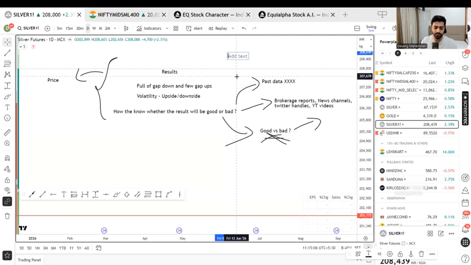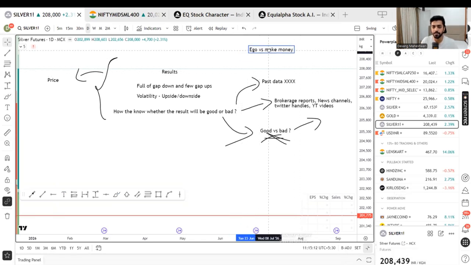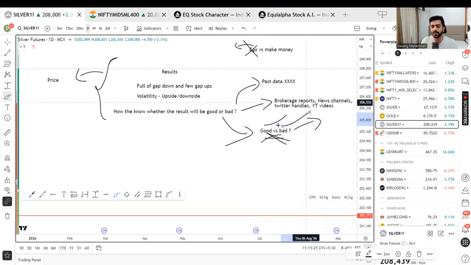Either you can satisfy ego or you can make money. If you want to do both, then you will fail, okay? And I try to tell you again and again with examples, try to reduce this. When you are going into a debate of good versus bad with any person, you are here for your ego.